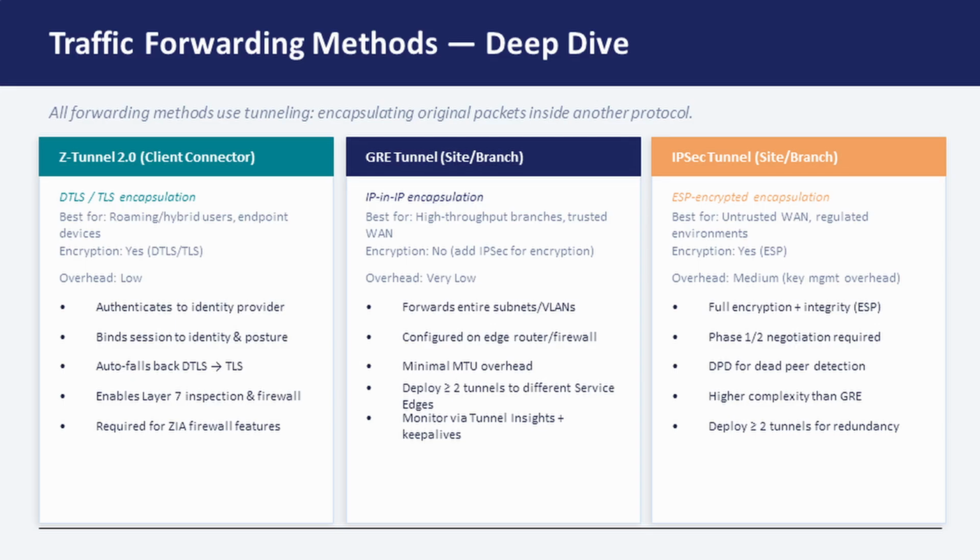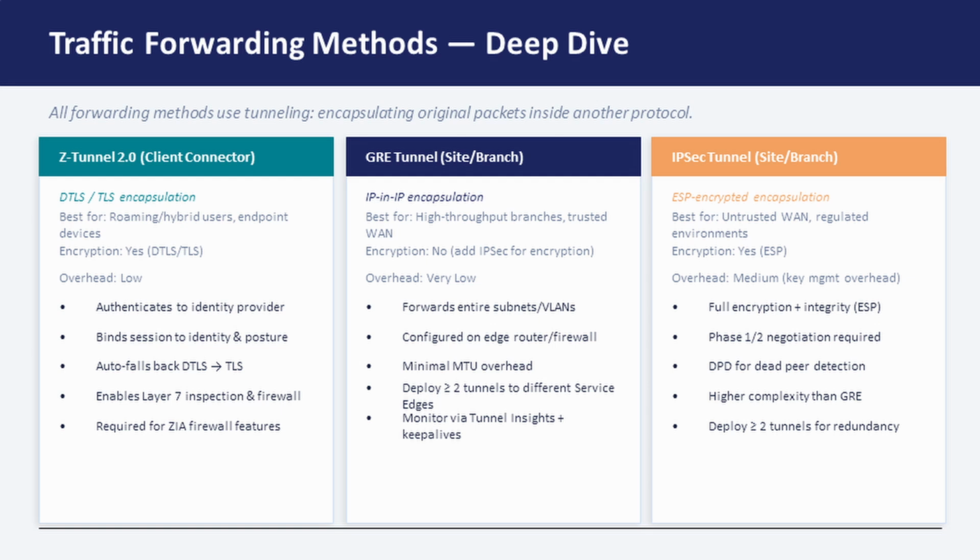IPsec uses encapsulating security payload, ESP, which encrypts the packet and provides integrity protection. This is what you need when the underlying network path is untrusted. A standard internet connection, a third-party WAN, or any shared public infrastructure. IPsec is also the answer when your compliance framework mandates encryption for all WAN traffic.